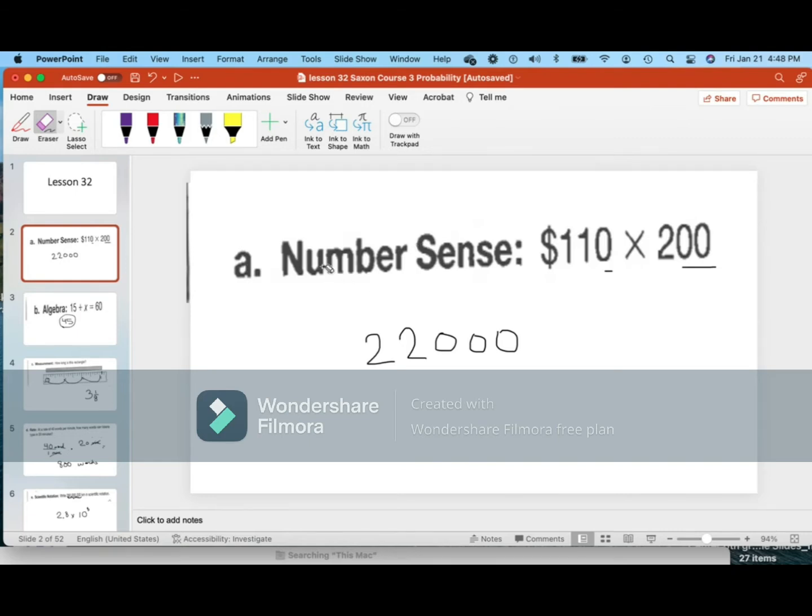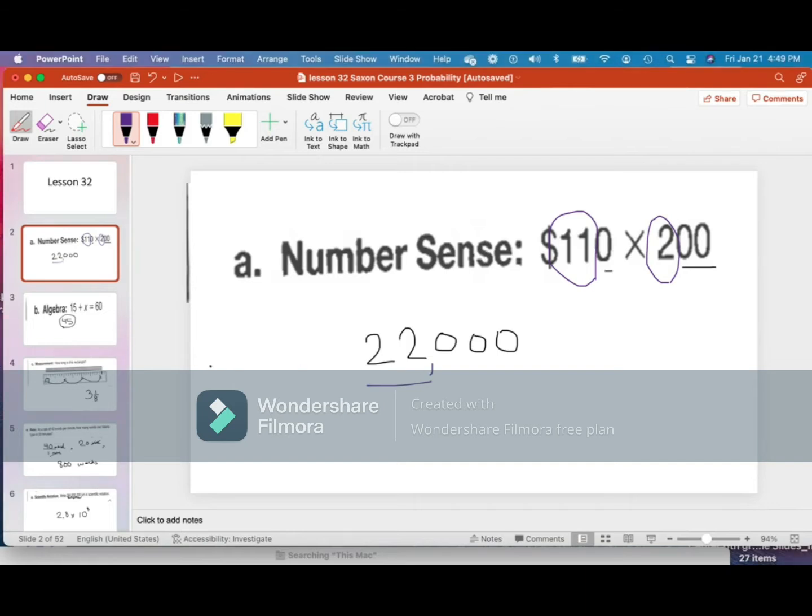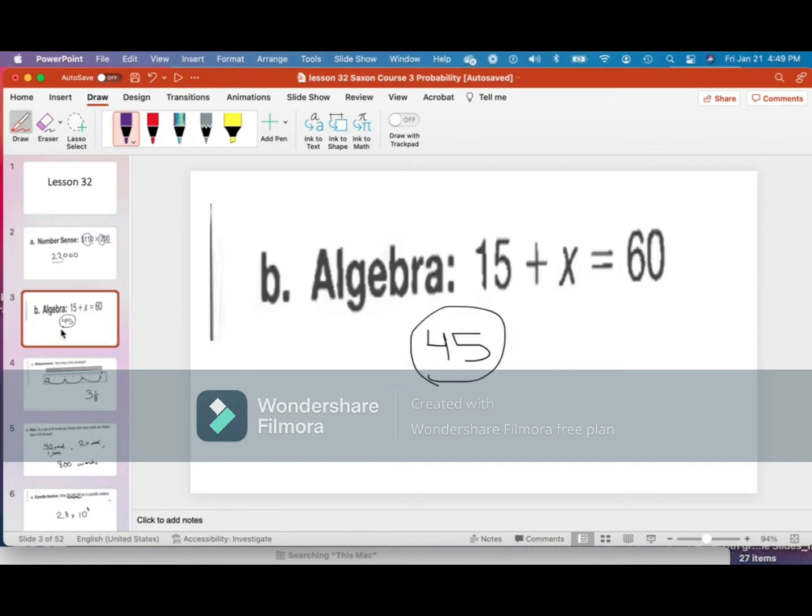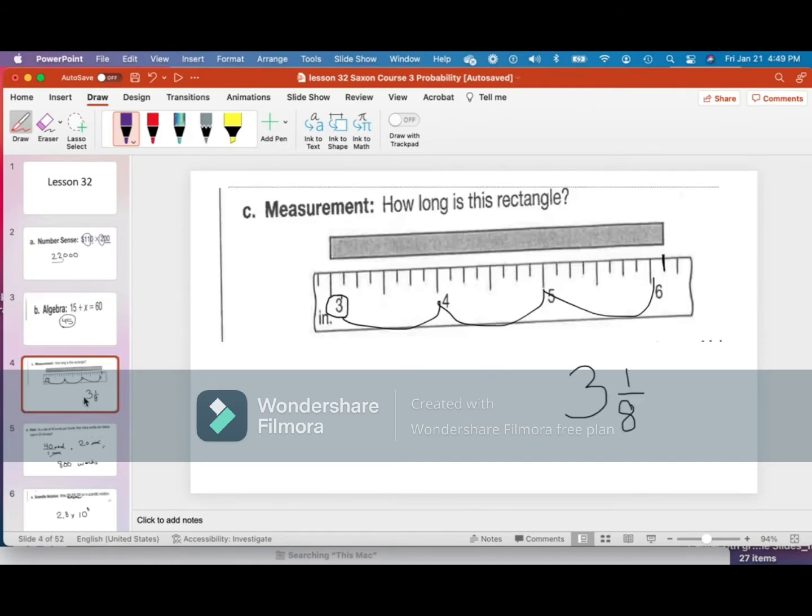But remember, we went through number sense, 110 times 200. Remember that you can just kind of underline your zeros or keep them in your brain. You're going to add 3 zeros at the end of your work, but you're multiplying 11 times 2, which is 22, and then you're adding the 3 zeros to make it 22,000. All right, so here, one of you popped up with 45, and that's correct because 15 plus 45 is 60.